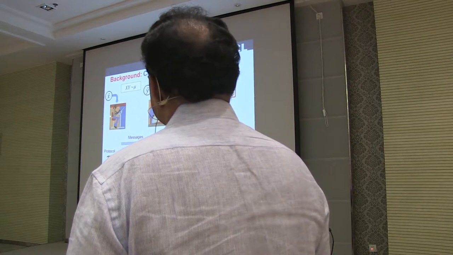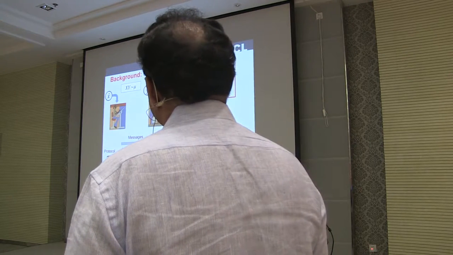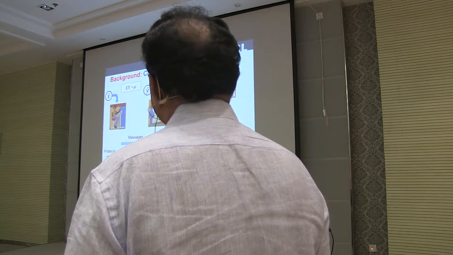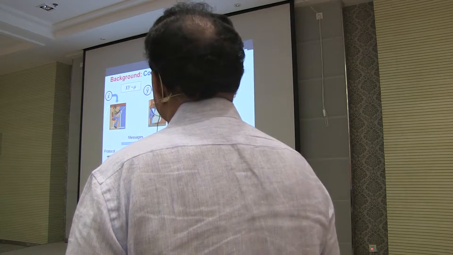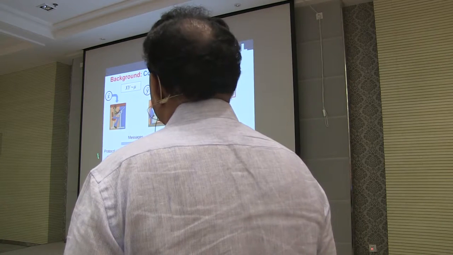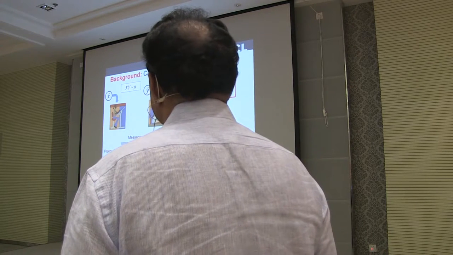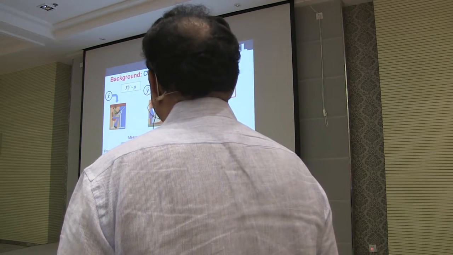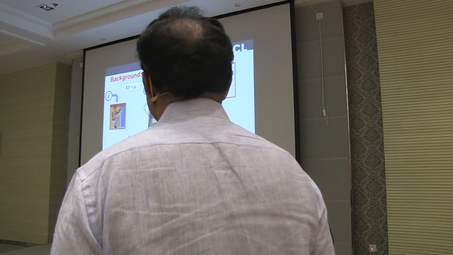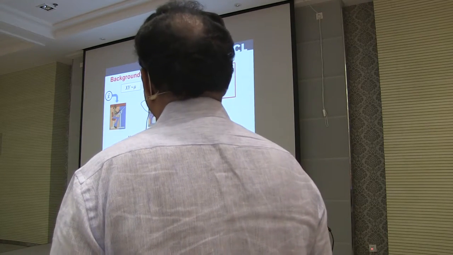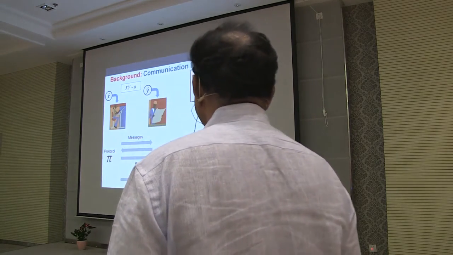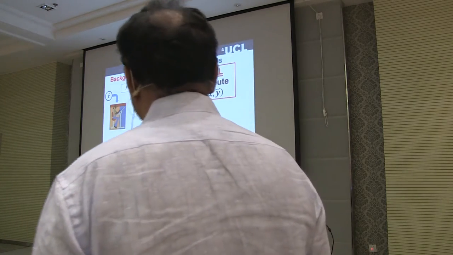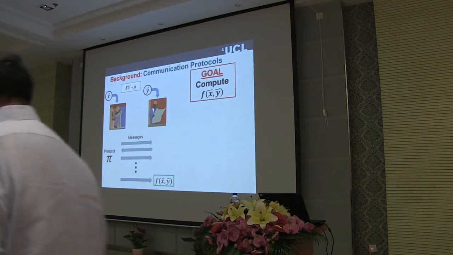So here's Alice, she gets an input X, Bob, he gets an input Y. The inputs come from a certain distribution, mu. We have a communication protocol, they exchange messages, and at the end of it, they output f of xy, where f is some publicly known function of xy. So that is their goal, compute f of xy. This is the general setting of communication complexity.